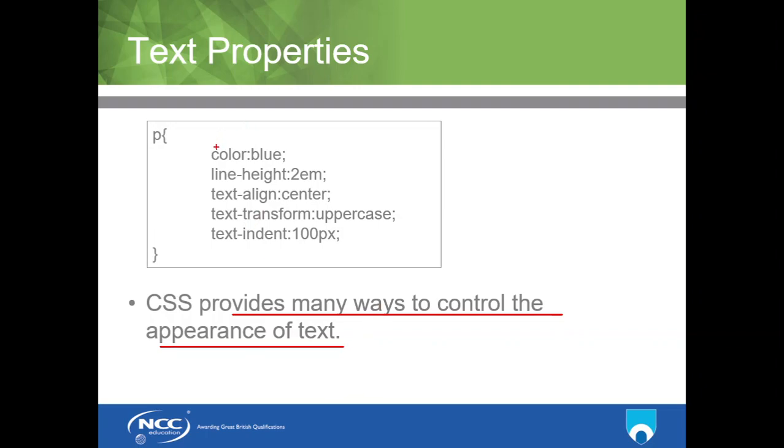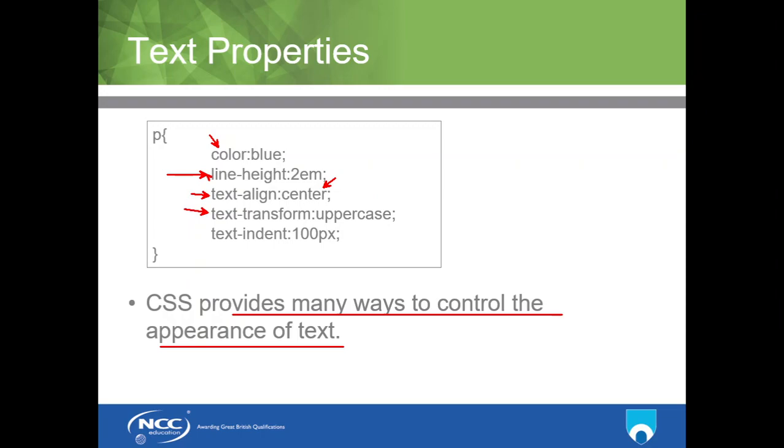Such properties include, but are not limited to, color. We've already seen that. Line height. So line height is how tall do you want your text to be? How tall? Then text align. You've done this in Word. You can align text to the left, to the center, or to the right. So those are some of the values that might go here. So other than center, you can have right or left.